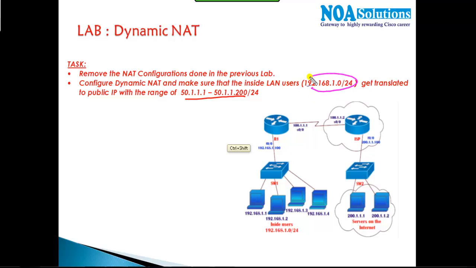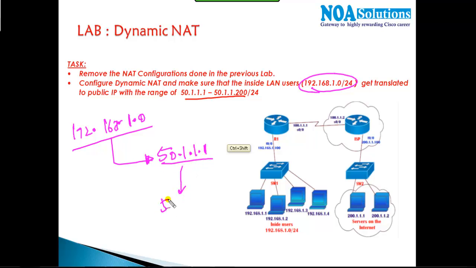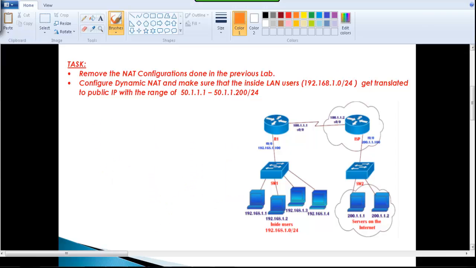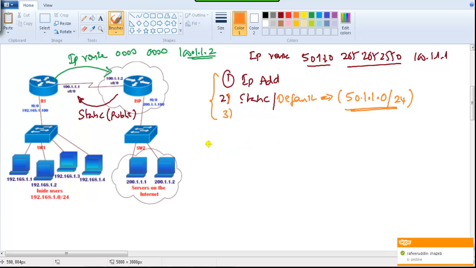I have a scenario where I want to translate the complete 192.168.1 network. Assume that I got 200 private IP addresses within this range, and I want all of these to get translated to some public IPs, 51.1.1 up to 51.1.200, and all are using the /24 subnet mask. And I'm doing some 200 translations here, so I'm using dynamic NAT.